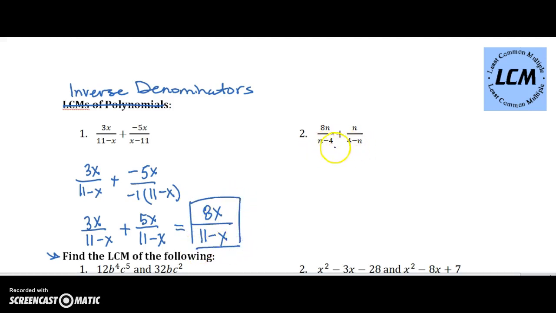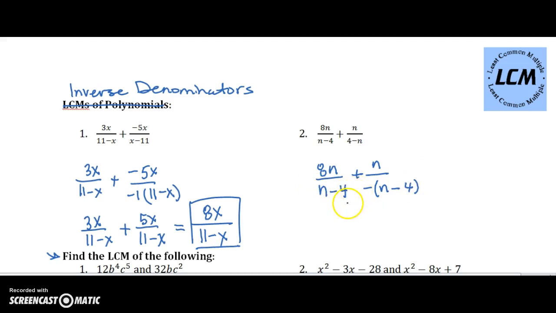So again, we have to do an inverse denominator. This one's going to be a little more tricky because I don't have a negative on top. So it doesn't really matter which one you choose to do the inverse of. To be honest, I usually like for my n to stay positive. So this becomes negative n minus 4.